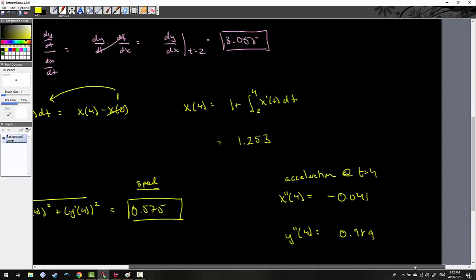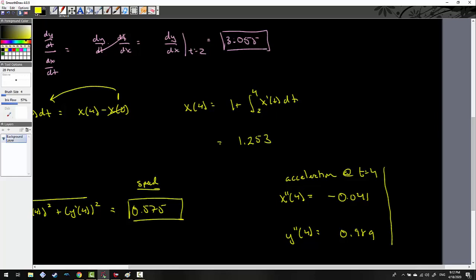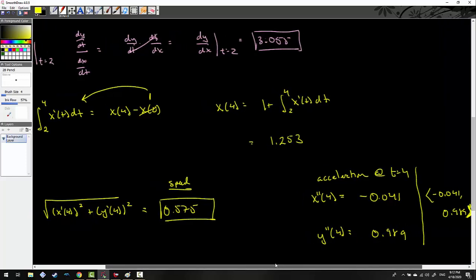And if you wanted to write that in some type of vector notation, you would use the pointy bracket, pointy like Wendy's hamburgers, negative 0.041, 0.989, and then you close off the bracket with another pointy Wendy's hamburger. Not like Jack in the Box where they're round. Wendy's hamburgers, you can cut your mouth on the corner of their hamburgers.